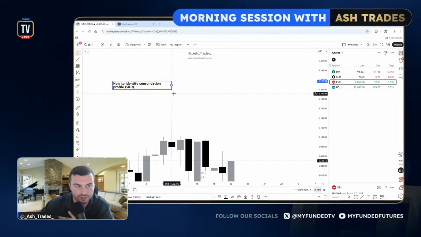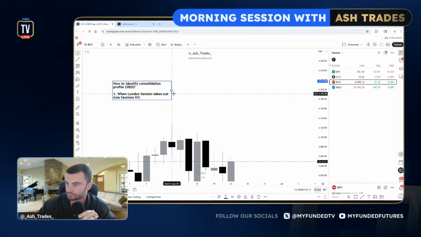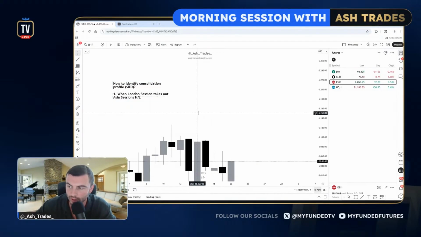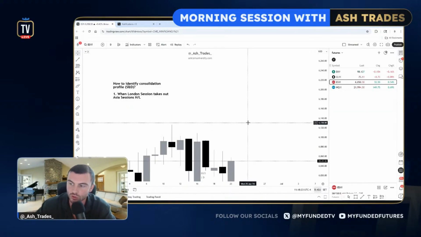How to identify a consolidation profile, or some people call it search and destroy. First thing is when London session takes out Asia session's high and low during London session. So again, identifying a search and destroy profile or a consolidation profile, the first thing that shows me that New York is going to be a consolidation profile is if London session takes out Asia session's high and low during London session. If that occurs, then I'm looking at New York Open as a consolidation profile.